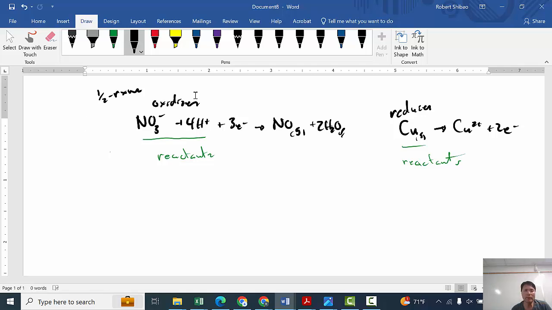Now, I'm going to talk some more about the jargon here. Have you ever heard of OIL RIG? OIL stands for Oxidation Is Loss. Loss of what? Loss of electrons. So we look at this. Which one of these is oxidation? Is it the first half reaction or the second half reaction? The second half reaction. So this one is called an oxidation half reaction.